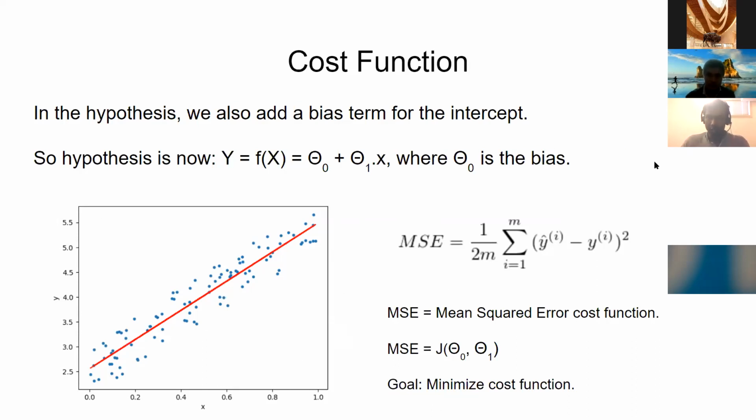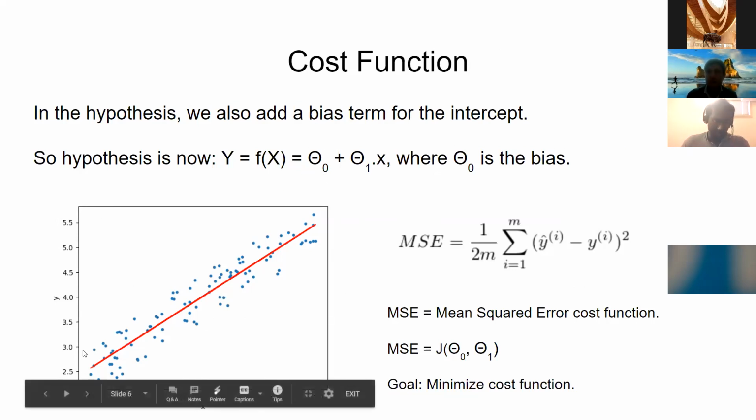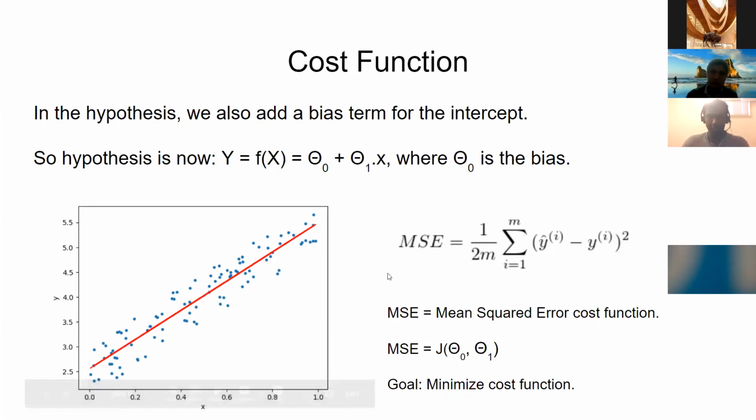Now, I should also mention we do add a bias term, called theta 0. This is the intercept at the y-axis. If you remove this theta 0, this line will pass through the origin. If you add theta 0, you can move this line up and down. That's the bias. Imagine if you don't put in the bias term, and this line is passing through the origin. It will be aligned with the slope of the scattered data points, but it will not exactly overlap. That's where the bias term comes in.